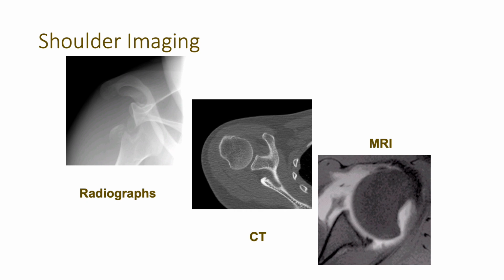So when we look at the three main modalities for imaging of the shoulder, we're going to look at radiographs, CT scan, and MRI. A close fourth is going to be diagnostic ultrasound. The shoulder is going to be one of those areas where we have a lot of superficial structures, and diagnostic ultrasound can be very beneficial and very useful.